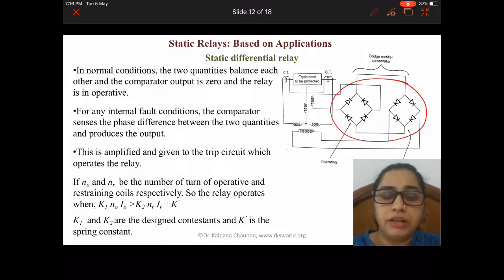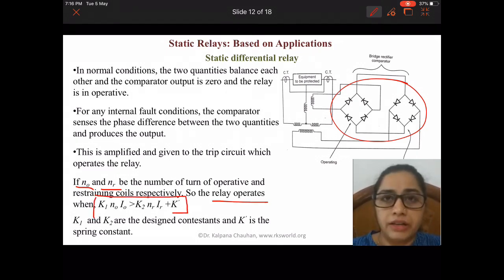If we assume that N0 and Nr are the number of turns of the operating and restraining coils respectively, we can say the relay will get operated only when K1 N0 I0 becomes greater than K2 Nr Ir plus K dash. Here we are assuming that K1 and K2 are design constants and K dash is the spring constant.